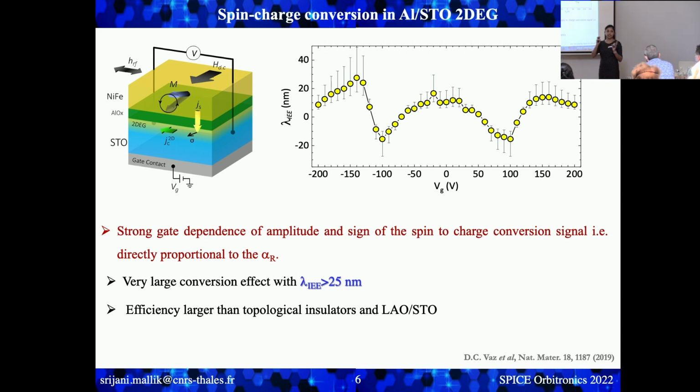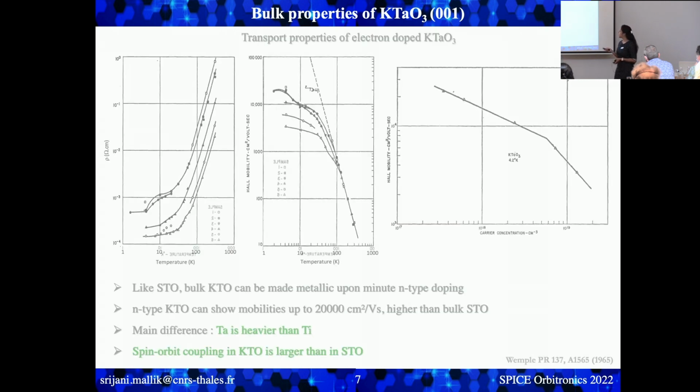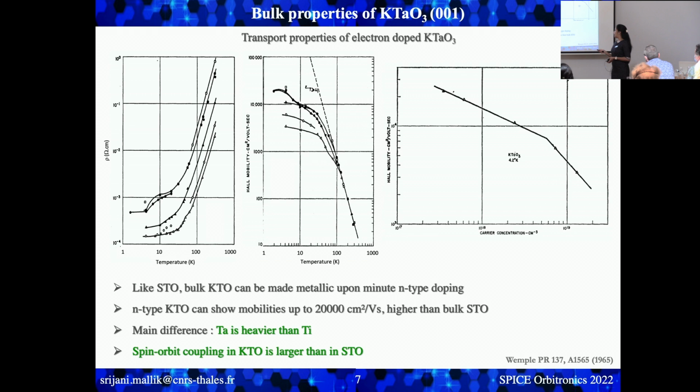So keeping these two things in mind, let's move to the main topic of discussion today, that's potassium tantalate. Potassium tantalate in bulk has many properties similar to strontium titanate: they both are quantum paraelectric, and upon minute n-type doping it's possible to make bulk KTO metallic, and it also shows quite high mobility.